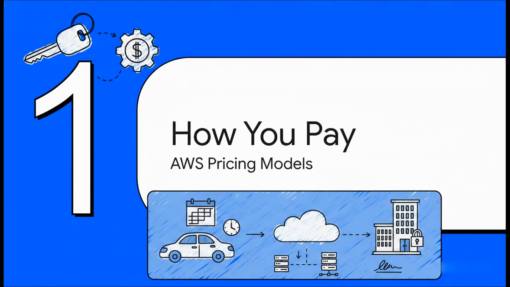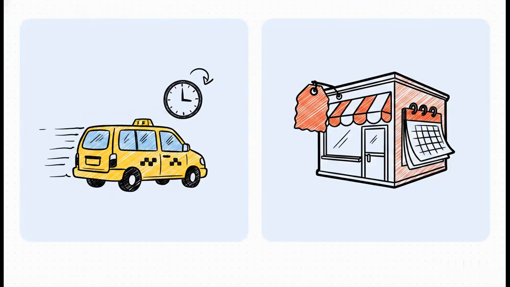All right, Section 1, How You Pay. Choosing the right AWS pricing models. Just like running a physical business, AWS offers different ways to acquire what you need, whether that's renting for just a single day or signing a long-term lease. Let's strip away some of the technical jargon here.